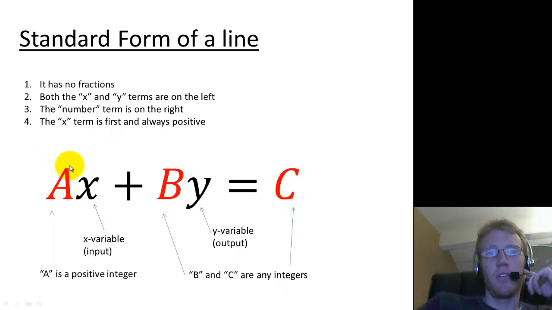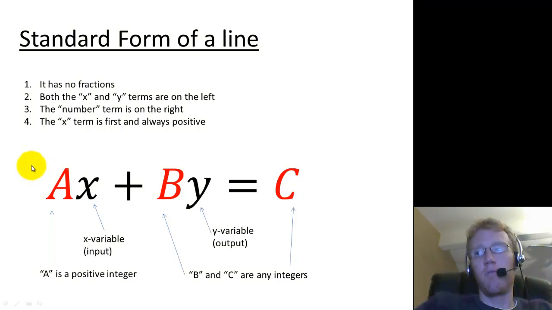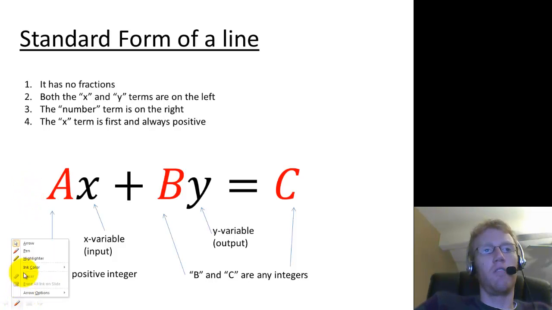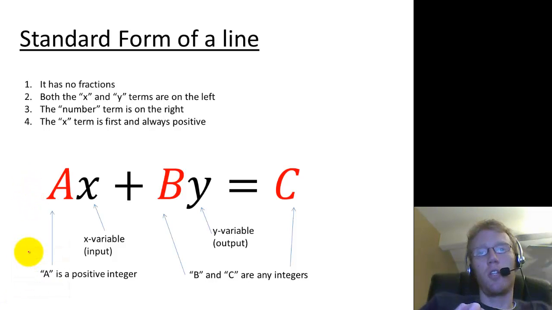Alrighty, welcome to the final video in the linear equations and graphs section. This one is going to be about standard form, which is a third way that you can write the equation of a line. The first two that we've already gone over are slope-intercept and point-slope form of lines.